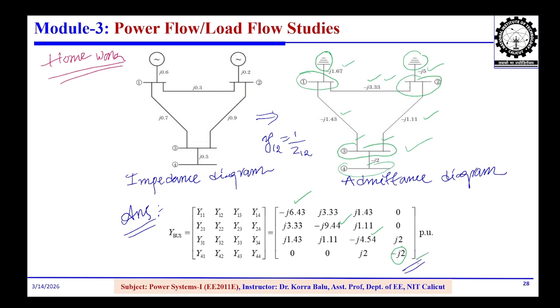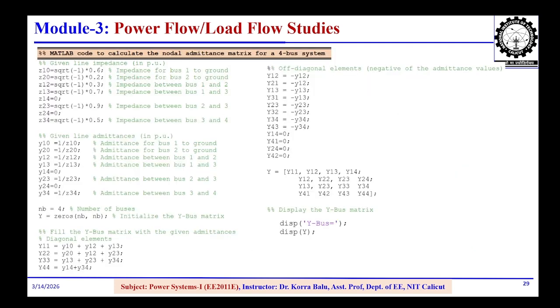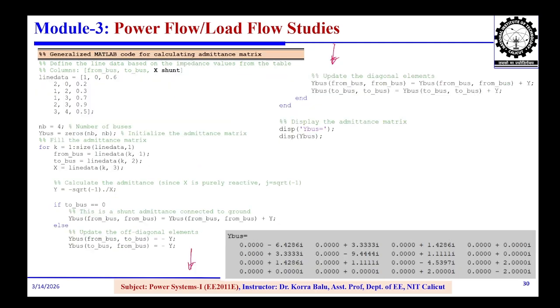So we'll calculate the 4 into 4 Y bus matrix, because n is given as 4 buses. Similarly, you can model the code for MATLAB. First we'll go step by step, following the mathematical expressions to calculate. Then we'll go for the generalized formula to determine the Y bus matrix. So this is the generalized formula.